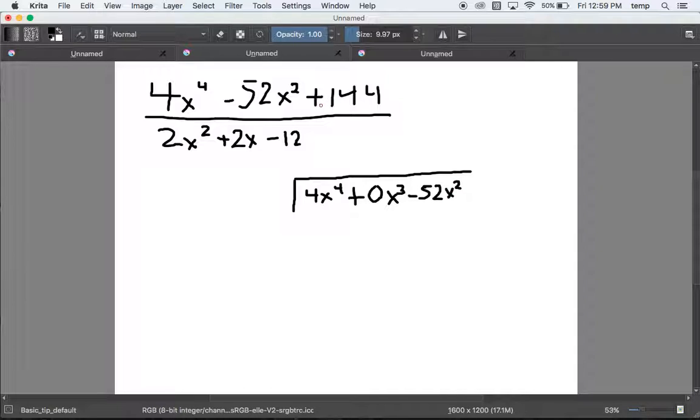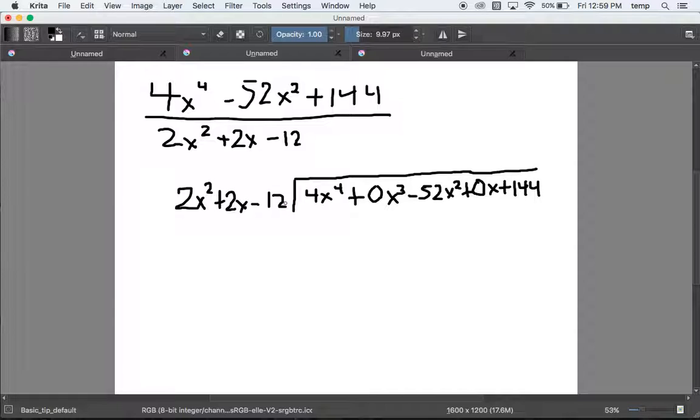We need an x to the first power, or just an x. No x up here, so we say we have plus 0x. And finally, we have our number, plus 144. That same thing applies for our divisor, what we're dividing by. But for this one, we have x squared, x, and 12, so we don't need to add any zeros here. So we'll just have 2x squared plus 2x minus 12.